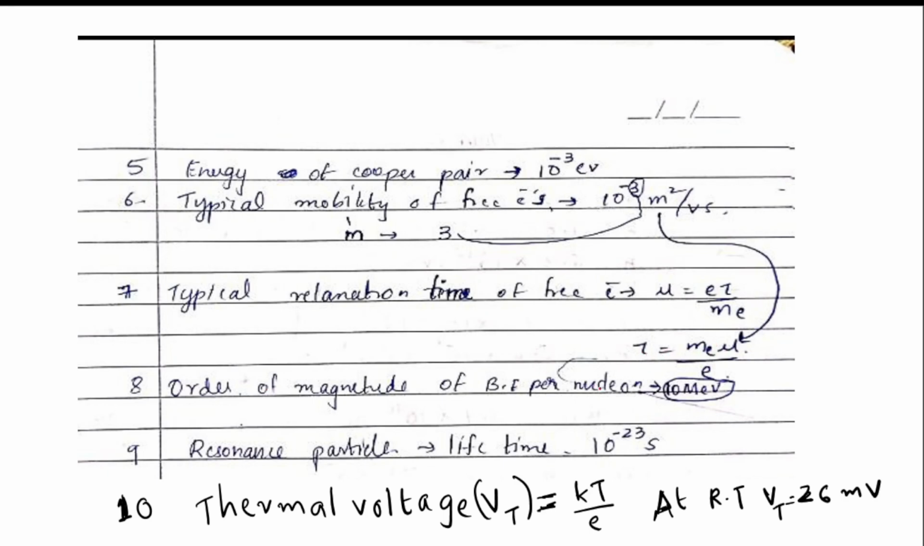Order of magnitude of binding energy per nucleon is 10 mega electron volt. This question, order of magnitude of binding energy per nucleon, has been asked to me during interviews, even though it is completely unrelated. I'm faced with such questions, so that's why I'm giving you this particular value. And for resonance particle, the lifetime is 10 raised to minus 23 second. And thermal voltage is given by kT by e, where k is Boltzmann constant, and at room temperature it is 26 millivolt.